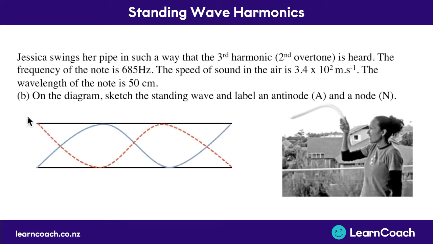So if we draw the wave here, again we've got our antinodes. It's not drawn perfectly, but you'll get the idea. We have an antinode at each end, an antinode here, and an antinode here. So it's the third most complex wave we can have, and it's 3 times the fundamental frequency.